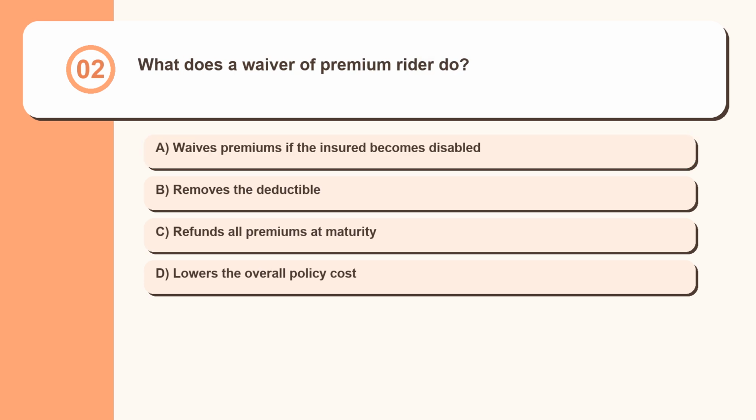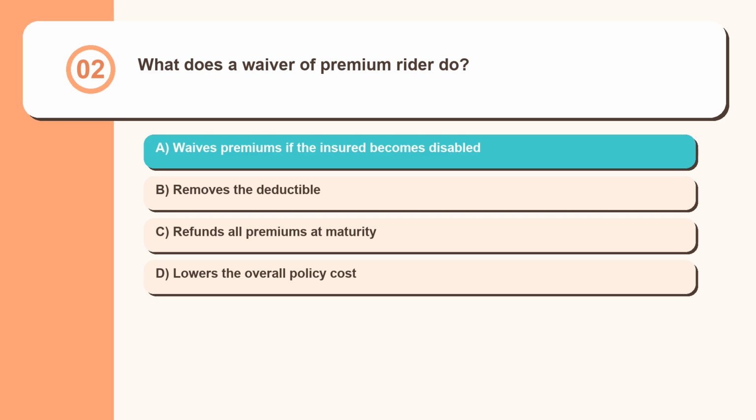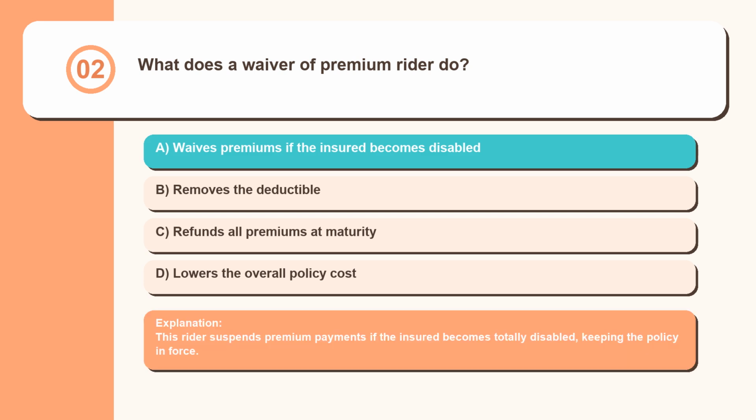Question 2. What does a waiver of premium rider do? Waives premiums if the insured becomes disabled, removes the deductible, refunds all premiums at maturity, lowers the overall policy cost. This rider suspends premium payments if the insured becomes totally disabled, keeping the policy in force.